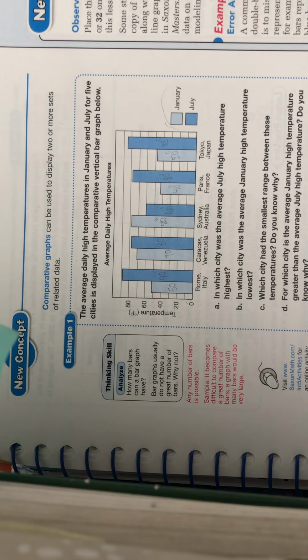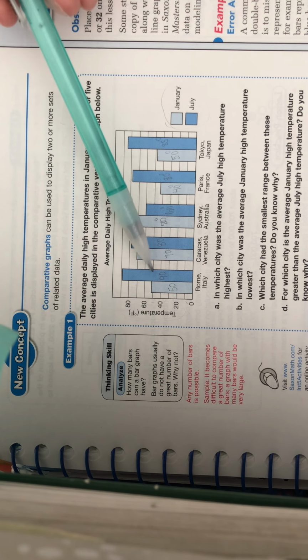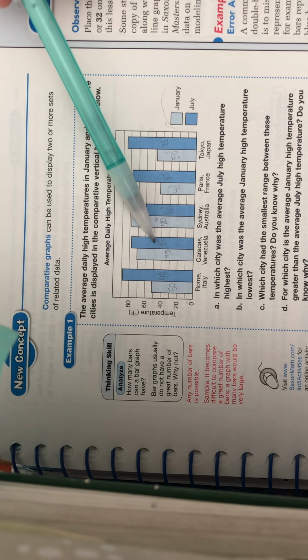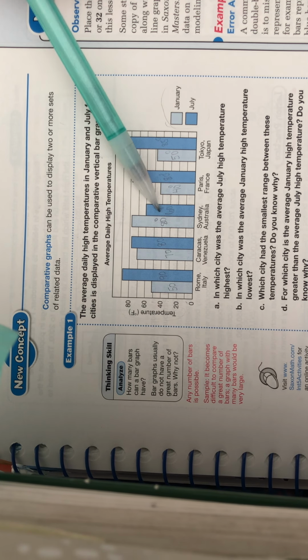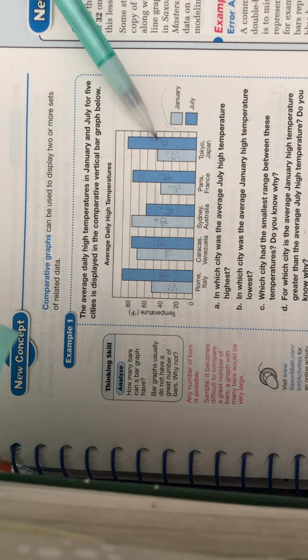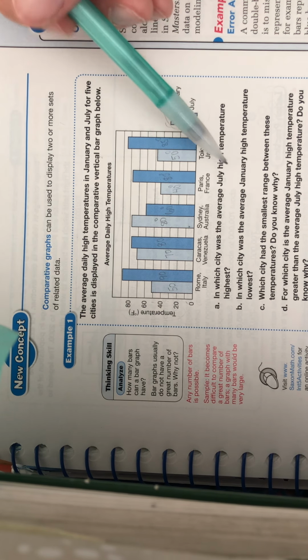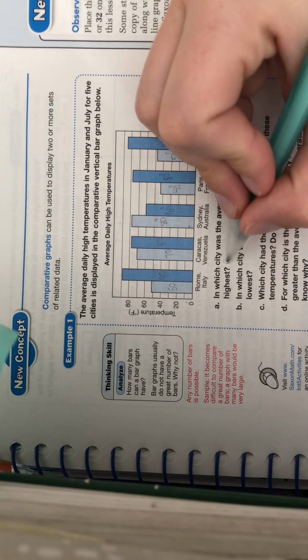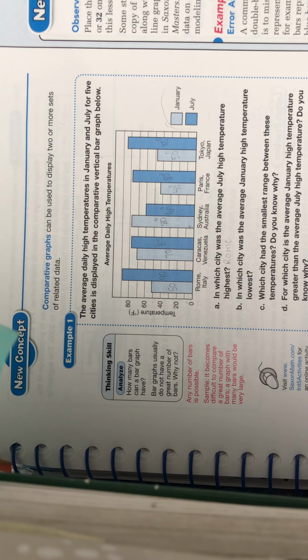So we're now ready to answer A. In which city was the average July high temperature the highest? Well, since we have done all of the work already, we can just look at July. Okay, Rome was 90. Caracas, I think, is 80. Sydney is 60. Paris is 80. Tokyo is about 85. Well, the city that was the average highest in July, it's Rome. Sweet. Okay, A is done.